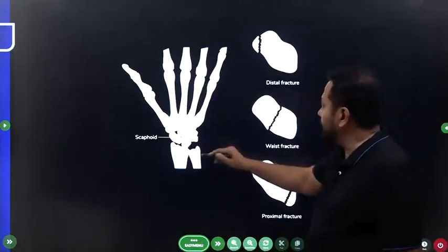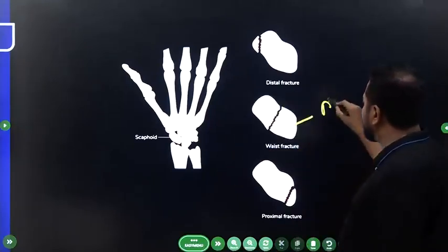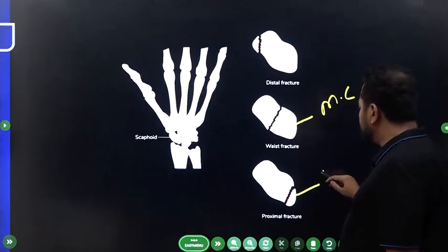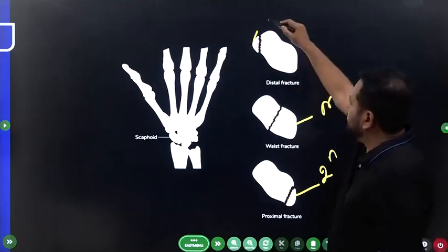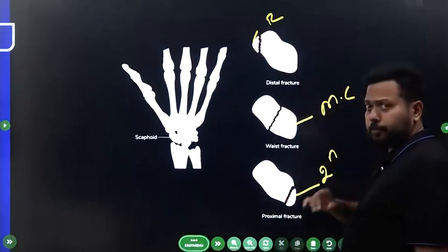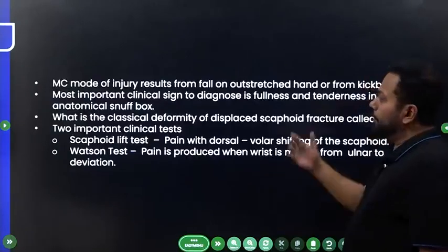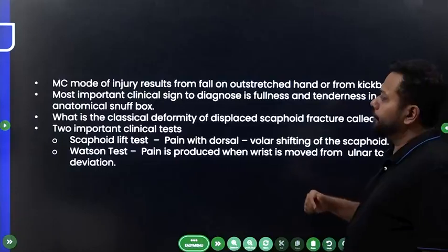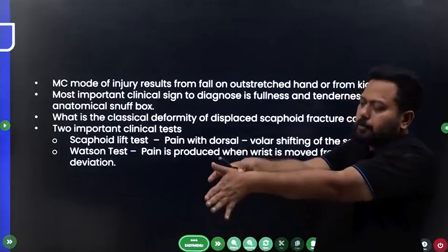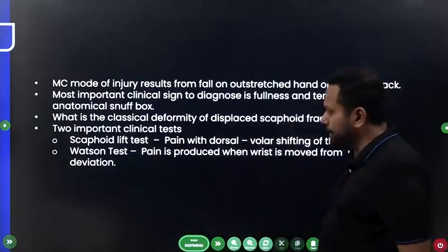And look at here. This is the waist of scaphoid. This is the most common type. Proximal pole fracture is the second common type. This distal pole is the rarest type. So, if they won't ask these other 2 types, most common site of scaphoid fracture is waist. Most common mode of injury results from fall on outstretched hand. Most important clinical sign, everyone knows, is the anatomical snuff box. Fullness and tenderness in the anatomical snuff box is a very, very important classical clinical sign.